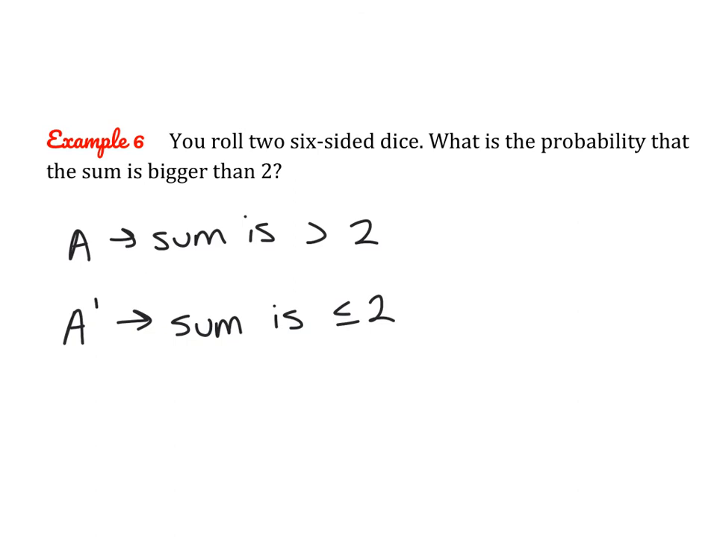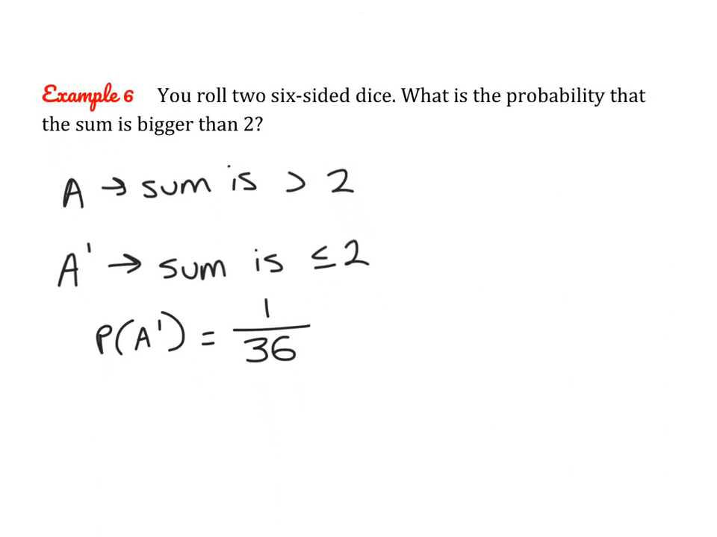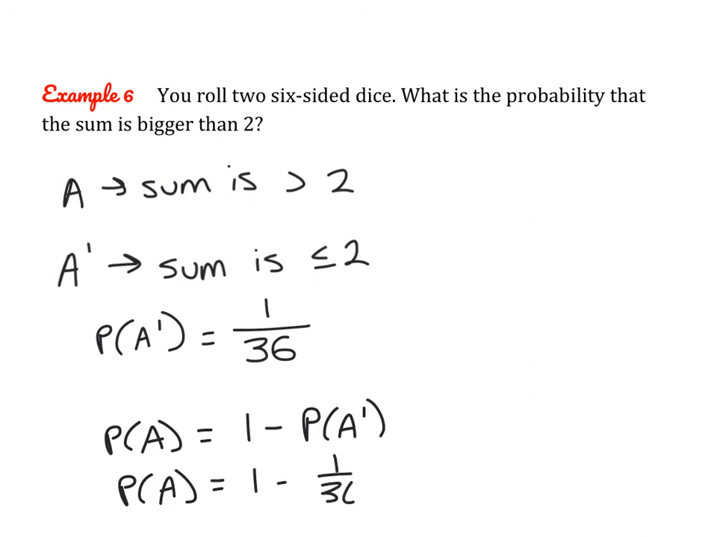So the number of favorable outcomes, or the probability of the event A prime happening, is 1, the only favorable outcome, which is when both die are 1, over 36, the total number of outcomes. So now, instead of having to go and count all of the times when it works for event A, I can just say the probability of event A is 1 minus the probability of the complement. So the probability of A is 1 minus 1 over 36, which is 35 over 36.